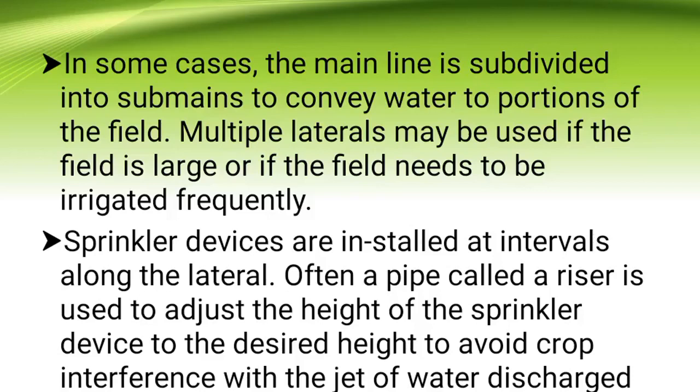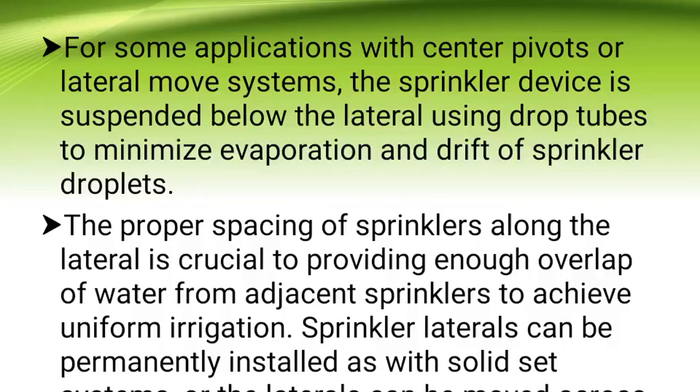Often, a pipe called a riser is used to adjust the height of the sprinkler device to the desired height to avoid crop interference with the jet of water discharge. For some applications with center pivot or lateral move systems, the sprinkler device is suspended below the lateral using drop tubes to minimize evaporation and drift of sprinkler droplets.